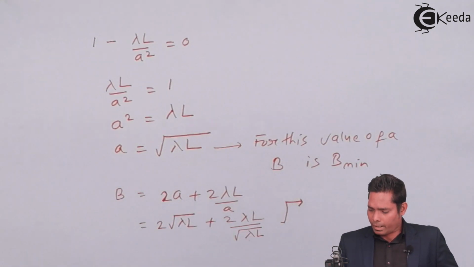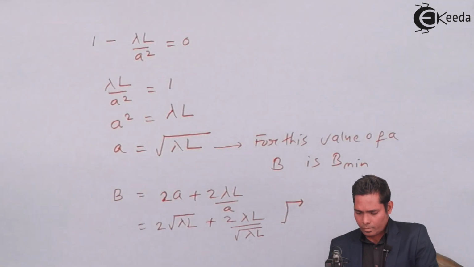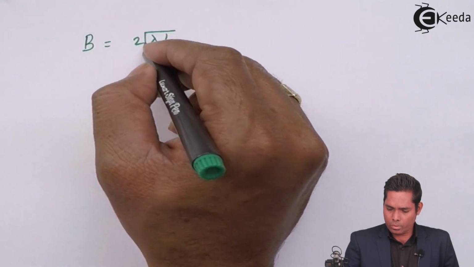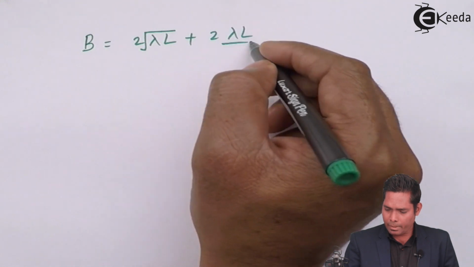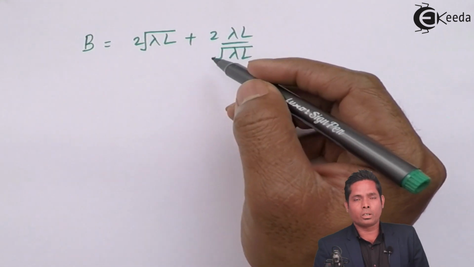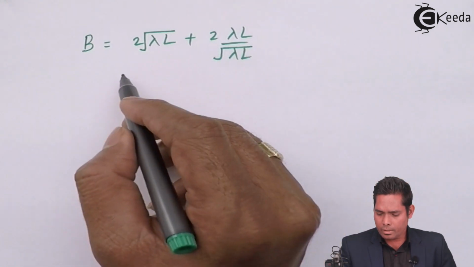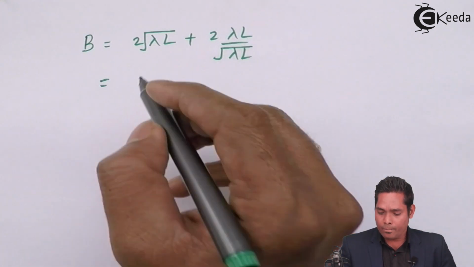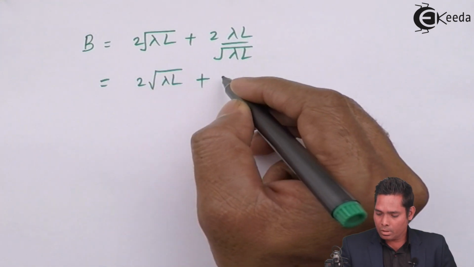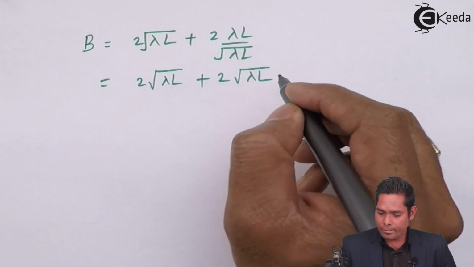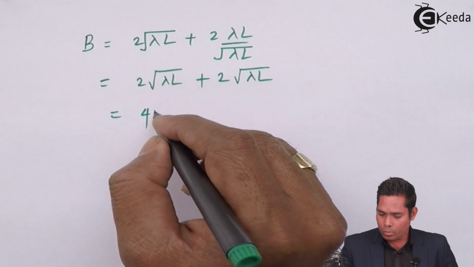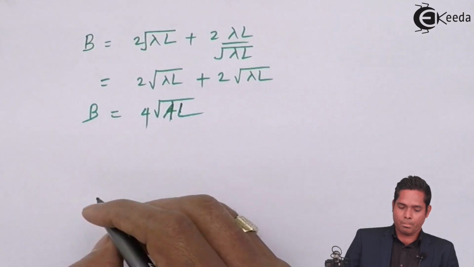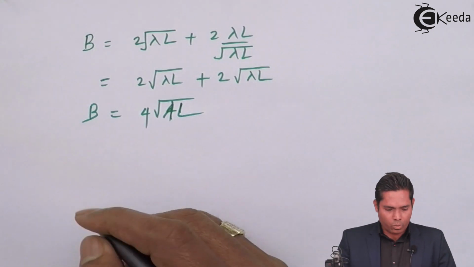So from here I'll get B equals 2 under root lambda L plus 2 lambda L divided by under root lambda L. I just wrote the last equation again. This will cancel and it will be root of lambda L. So it's 2 root of lambda L plus 2 root of lambda L. So this becomes 4 root of lambda L. This will be minimum, 4 root of lambda L.